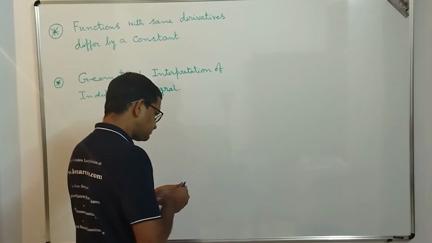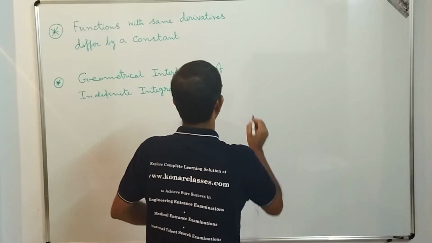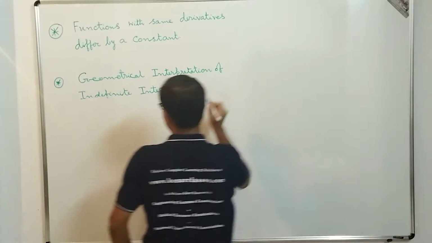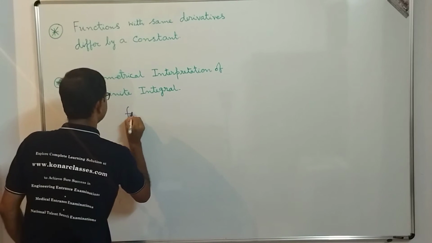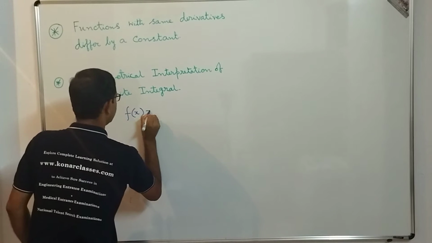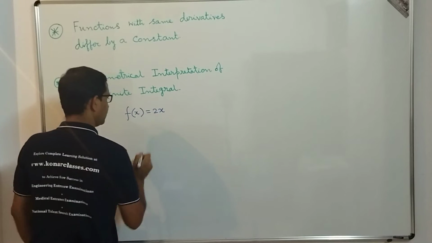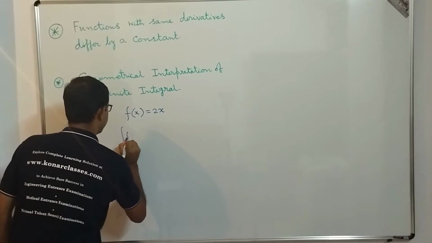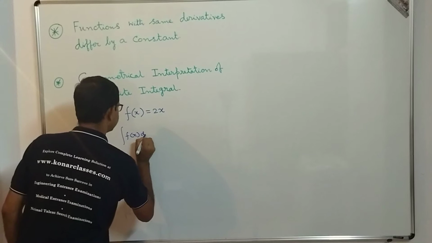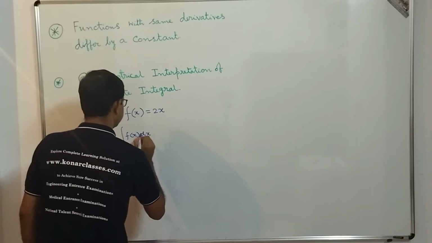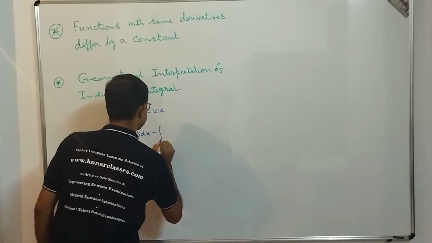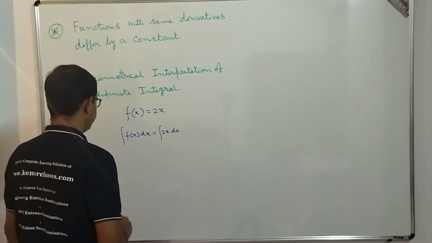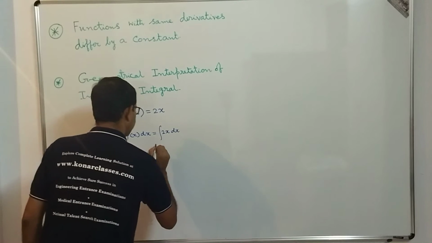Let us consider a function f(x) is equal to 2x. We have just started learning integration, and the basic formulas we discussed in the previous section say that the integral of f(x) dx is equal to what? The integration of 2x dx, correct?